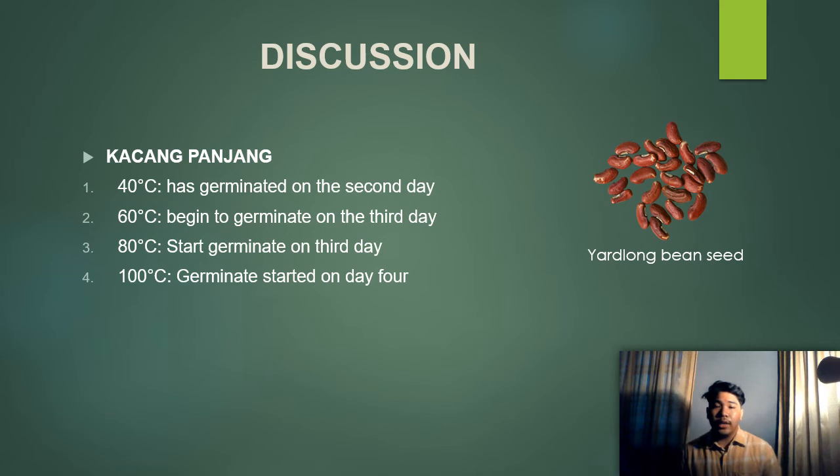Okay, so for the second discussion, the seed of kacang panjang: at 40 degrees Celsius, it started to germinate on the second day. For 60 degrees Celsius, it began to germinate on the third day. 80 degrees Celsius is also the same as 60 degrees Celsius, where the seed started to germinate on the third day. And lastly, at 100 degrees Celsius, the seed started to germinate on day 4.